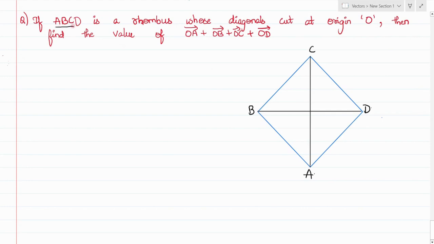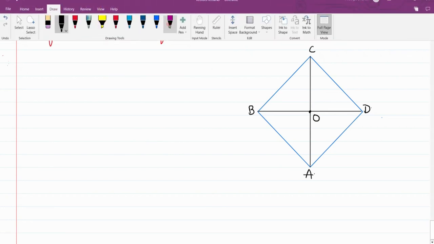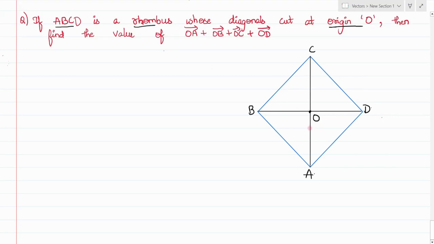In this question, it is given that ABCD is a rhombus and whose diagonals cut at the origin. So this is a rhombus ABCD and these diagonals intersect or cut at the origin. Now we need to find the value of OA plus OB plus OC plus OD.